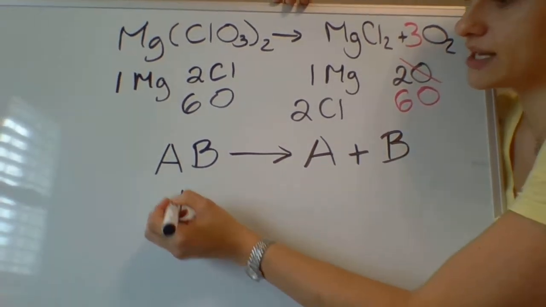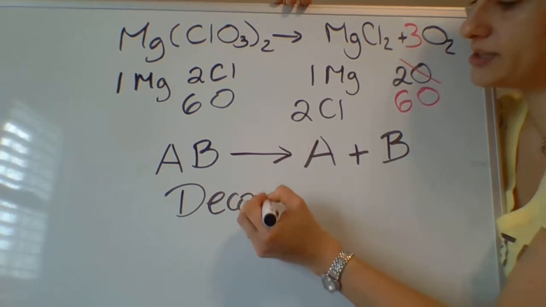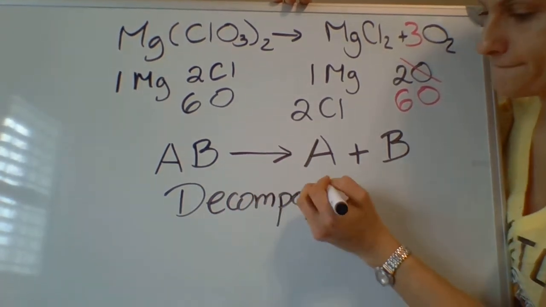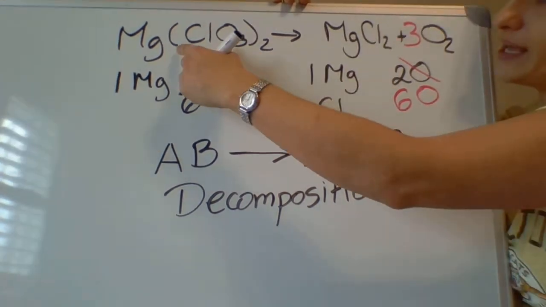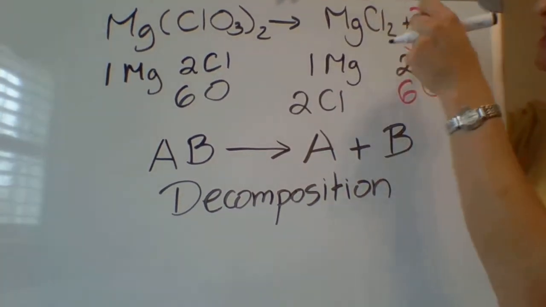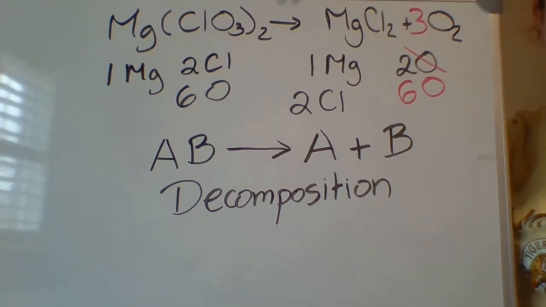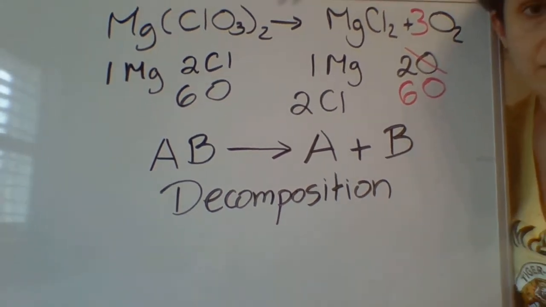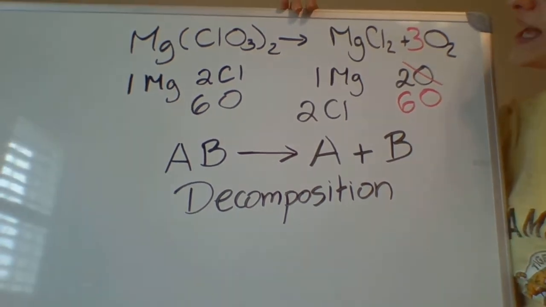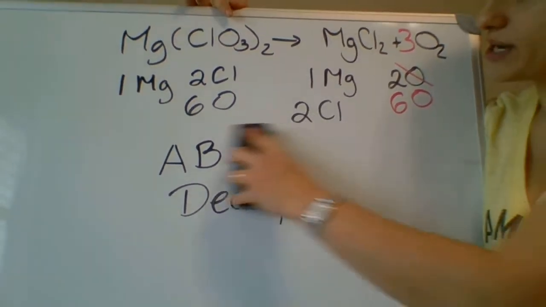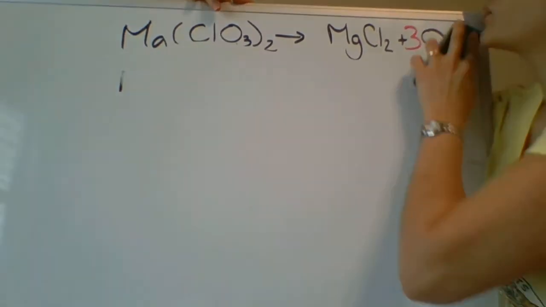And that looks like a decomposition reaction. Okay, you have a compound AB breaking down into A plus B. So that is an example of a decomposition reaction. Let us look at another type. This is great because this gives us a little bit of practice with balancing the equations as well as determining what kind of equation it is.